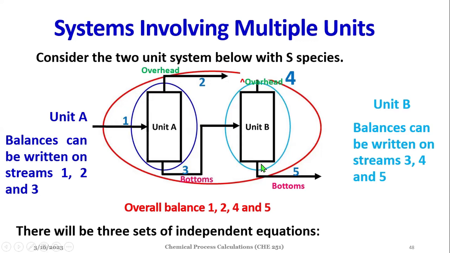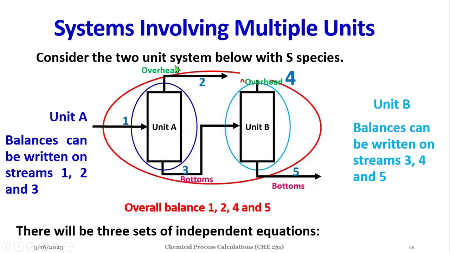If you look at the lighter blue circle, it is just considering unit B. We can look at the feed to unit B, which is stream 3, and then the outlets, stream 4 and stream 5. So here we see that unit B balances can be written on streams 3, 4, and 5. And we can also do an overall balance for both units. I'm going to look at the feed coming in overall and then all the outlets overall. That's the red circle we have here.